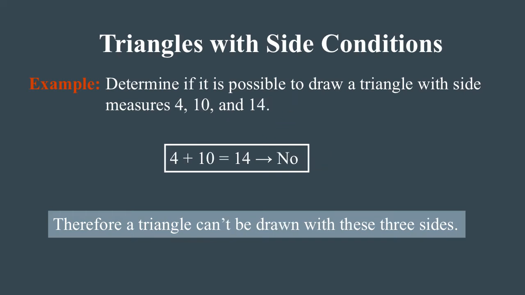Here's another example. Determine if it is possible to draw a triangle with side measures 4, 10, and 14. If we take the two smallest sides, 4 and 10, add them together, and compare them to our longest side, we'd find that 4 plus 10 is actually equal to 14. So therefore, no, a triangle can't be drawn with these three sides.